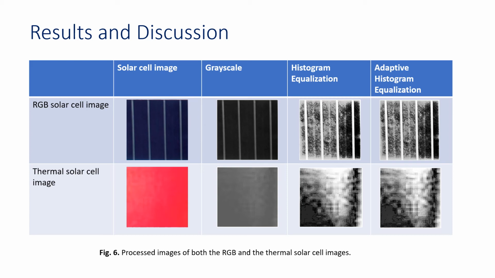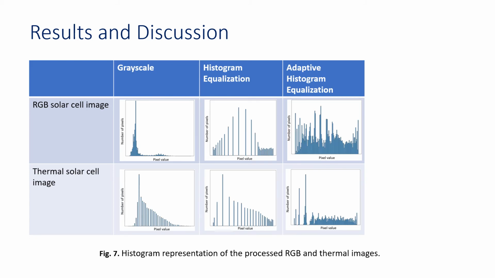Figure 7 shows the histogram equalization of both the RGB and thermal images, which exhibit a widespread value of pixel intensity. The RGB histogram has more spikes and is less flat than the thermal histogram. By performing adaptive histogram equalization on both images, it can be seen that the adaptive histogram equalization of the thermal image is flatter and contains many more features than that of the RGB image.